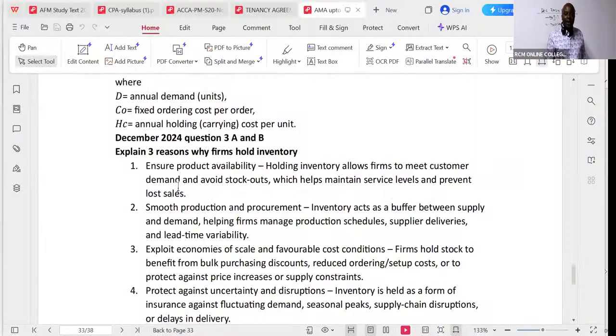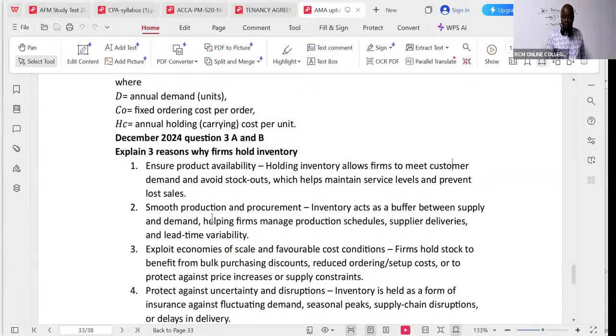3 points there. So number one, ensure product availability. We don't want that situation where these customers, ladies and gentlemen, are able to come up for goods at RCM, assuming we are selling products here. They come for goods, and then we tell them that we've got nothing. We would want in this case here to be having goods to supply throughout. So ensure product availability. Holding inventory allows farms to meet customer demand and avoid stockouts, which helps maintain service levels and prevent lost sales.